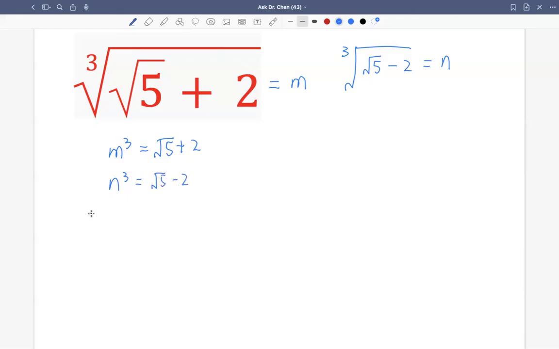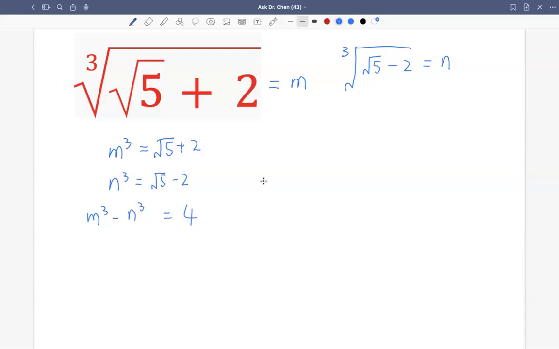So if we subtract m cubed minus n cubed, right? Cube, we can read as m raised to 3 or m cubed, n raised to 3 or n cubed. Then what do we get? We get square root 5 minus square root 5, that's 0. And 2 minus negative 2 becomes 2 plus 2, so we get 4.